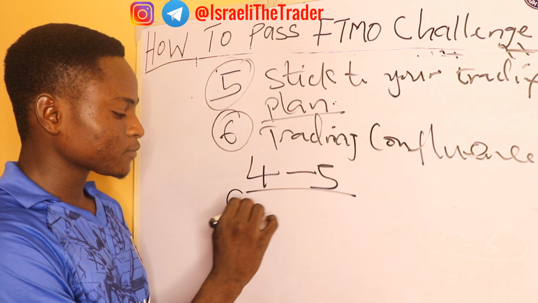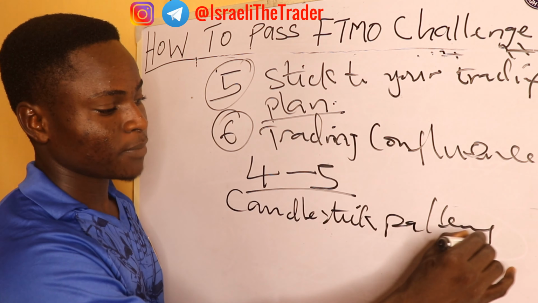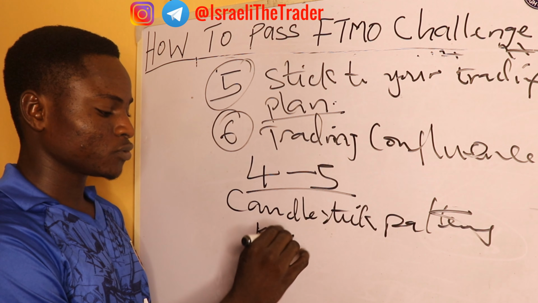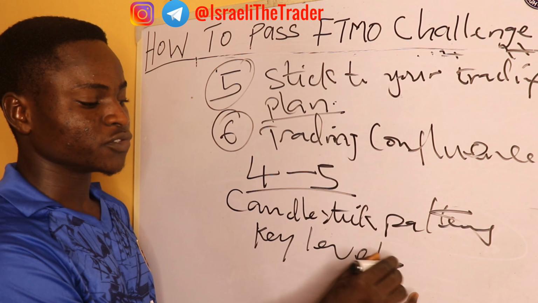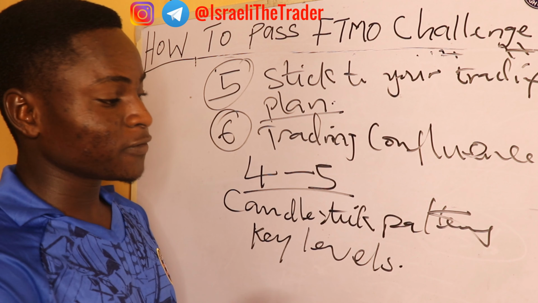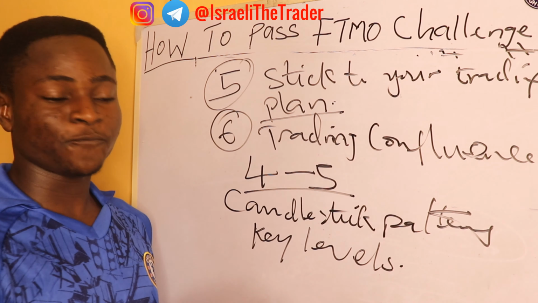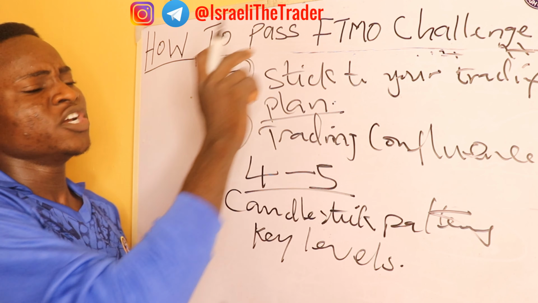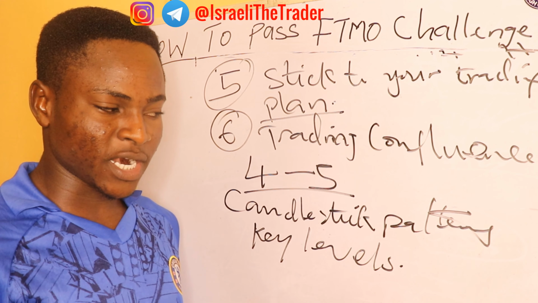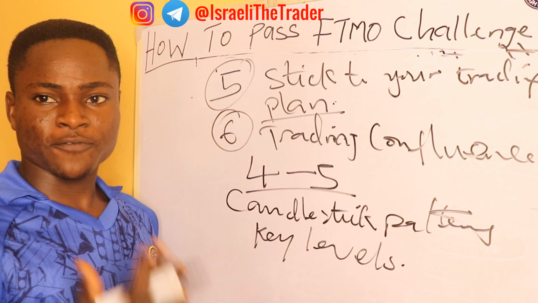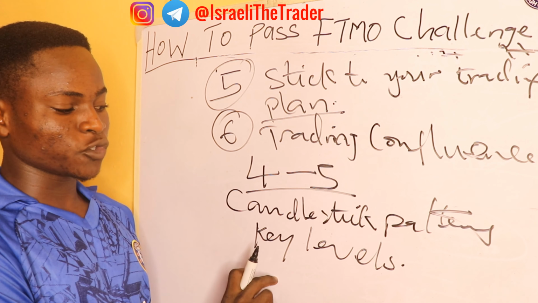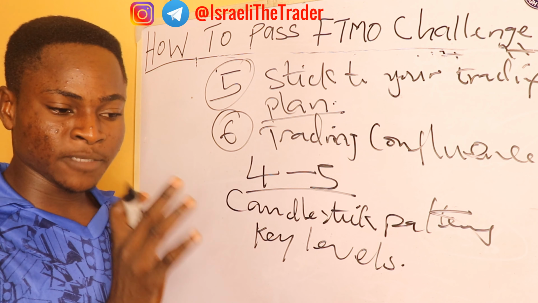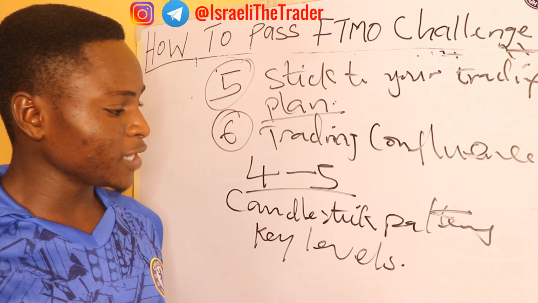Candlestick patterns and your key levels. So these are the signal confluences that you're supposed to be looking at whenever you're trying to get into any trade. It mustn't be just to pass the FTMO challenge, right? You can be trading on your live account, and you're supposed to look out for some sort of key levels first before you get into any particular trade in the forex market, right?